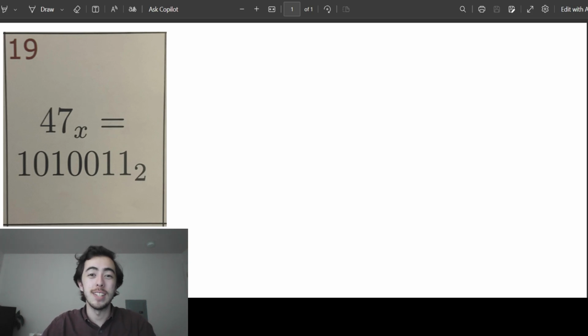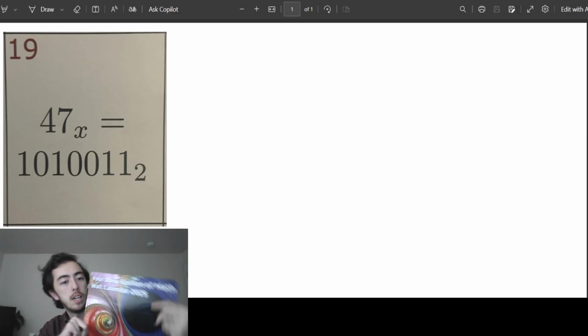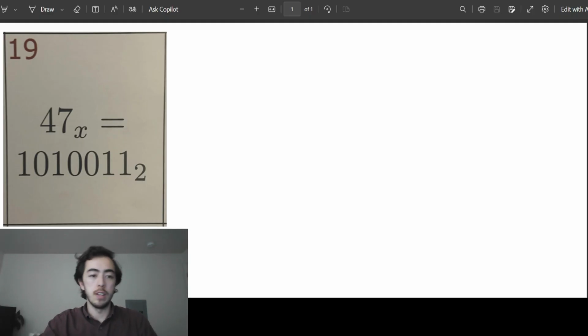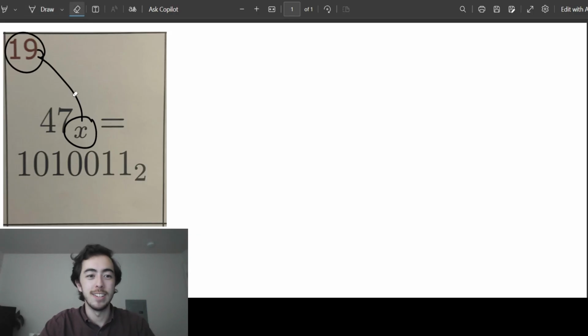Today's September 19th, and we're solving problem 262 from the Daily Epsilon calendar. And the answer today, the answer for this x right here in the subscript, should be 19 because the answers to the problems in this calendar always match today's date.